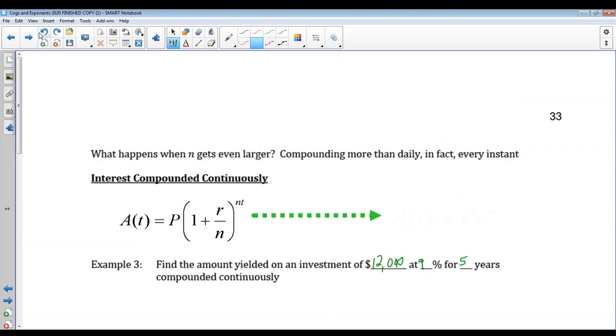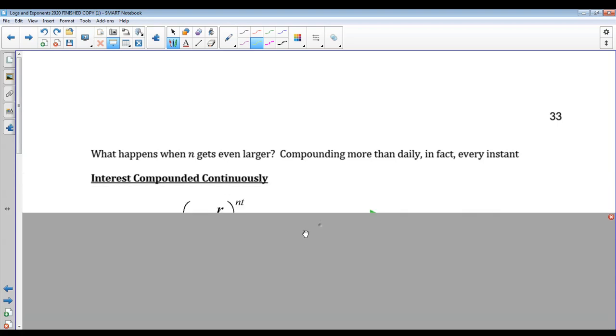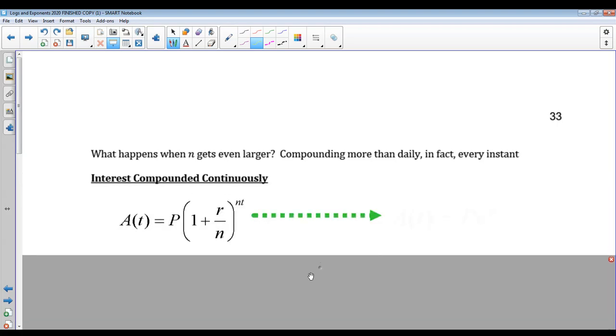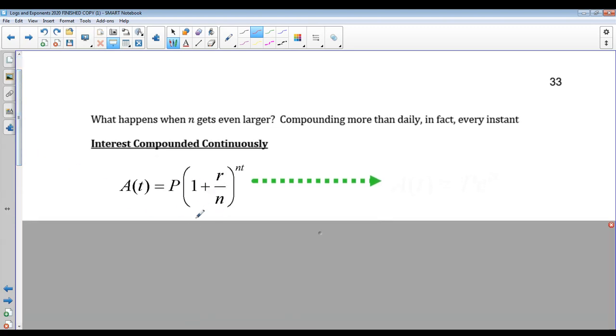So on to the next page. I mentioned this at the beginning when we're talking about compounding more and more often. So let's say we do compound. We have an investment we can compound 365 times a year, where that n gets really, really large. Or what if we're compounding every hour? I don't know how many hours there are in here. I could figure that out. But what if we compound every second?